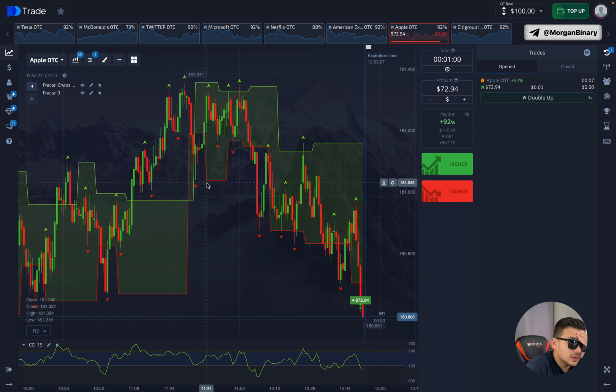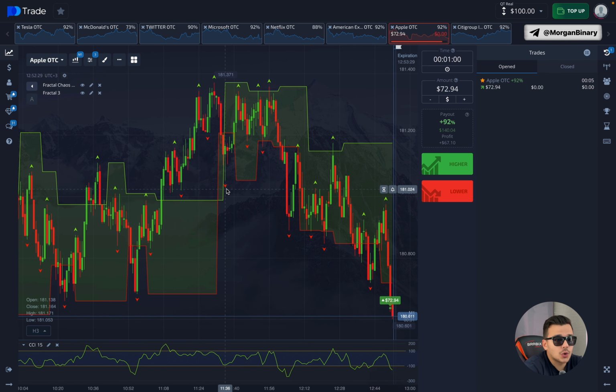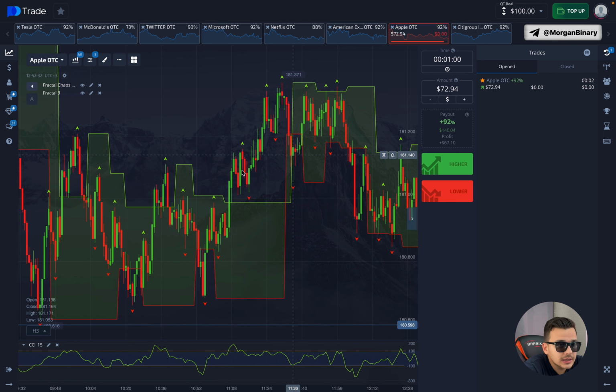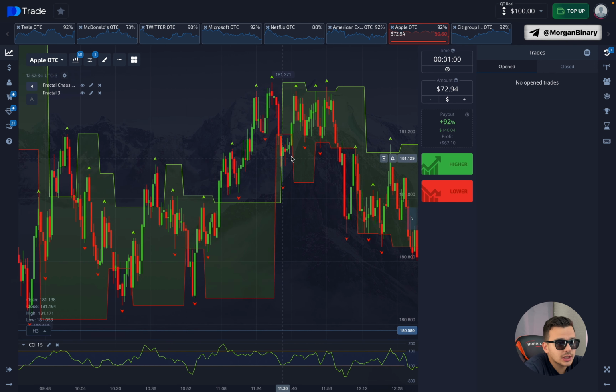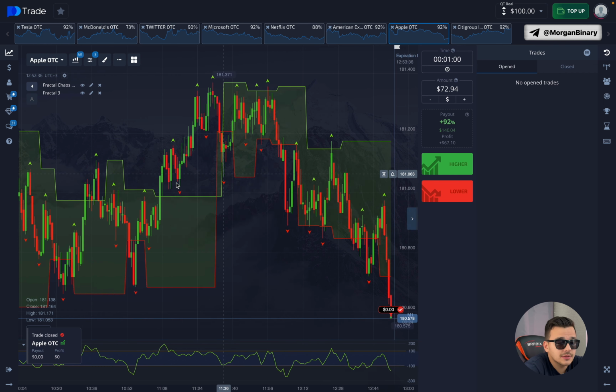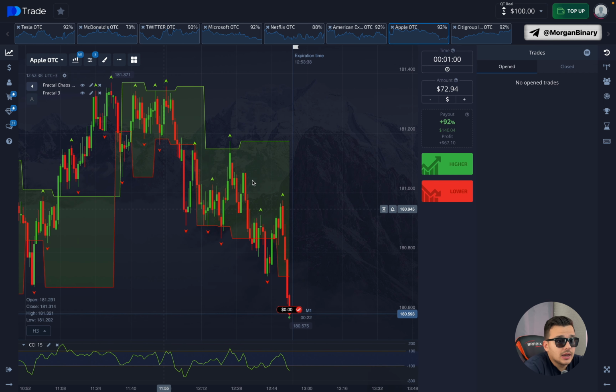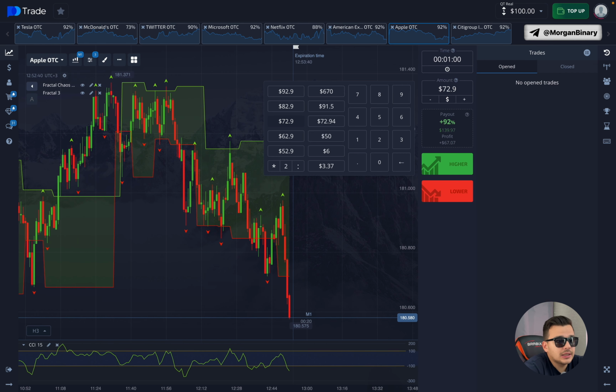Last seconds to close, most likely yes, I was wrong here. Yes, there is a breakdown of the support area and the trade closed unfortunately in the negative. I will put in $100 again for the next trade.